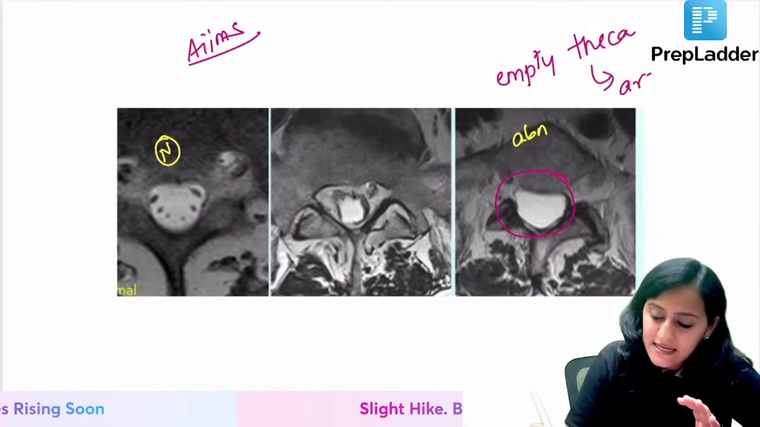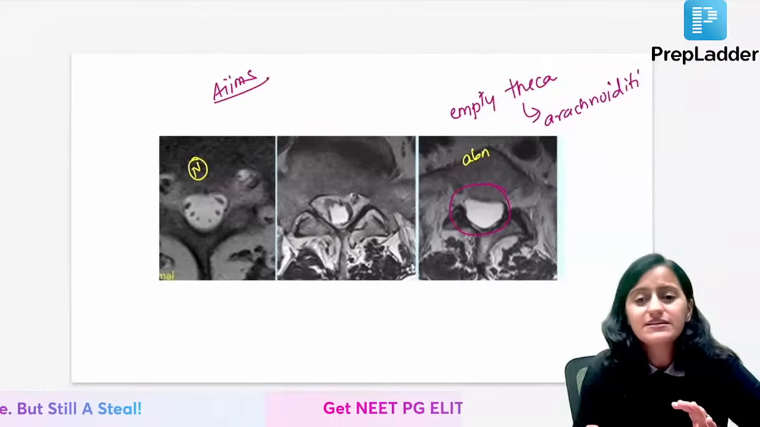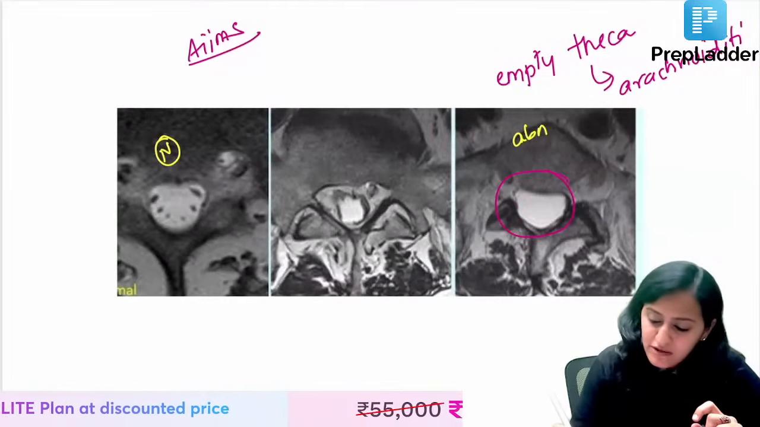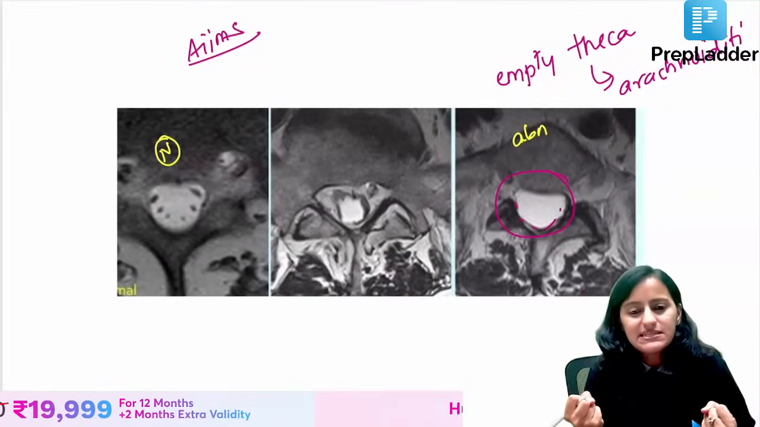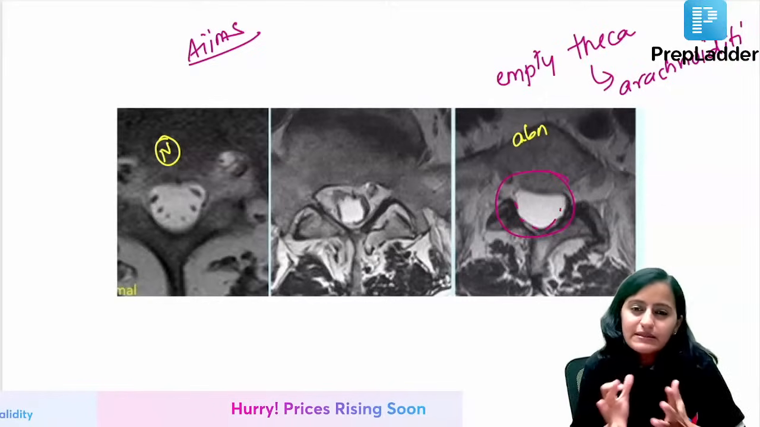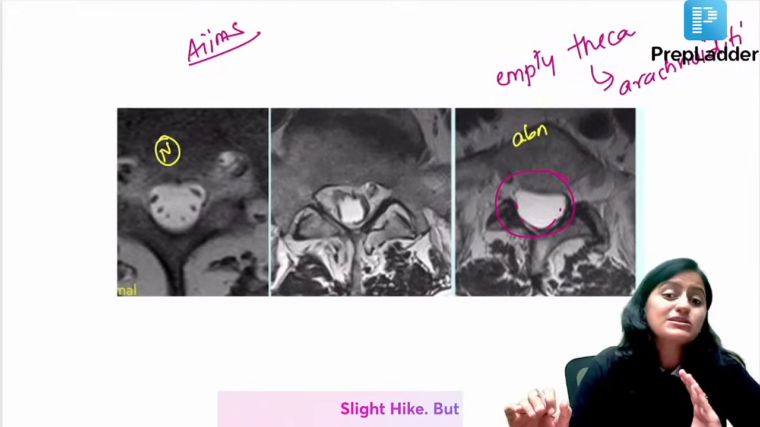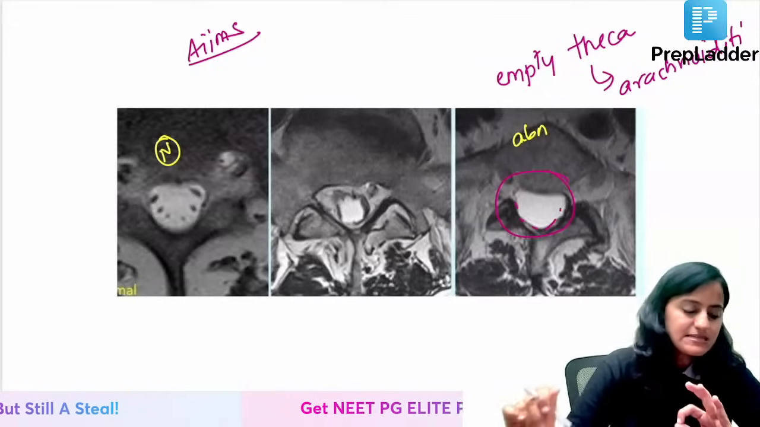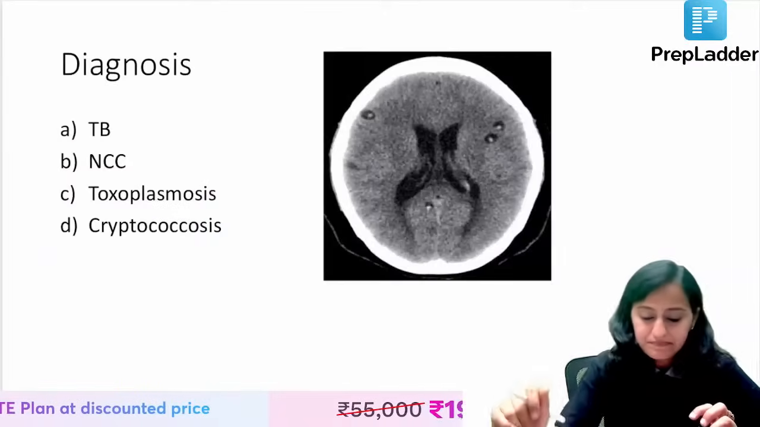Where is it seen? In arachnoiditis. Arachnoiditis shows this empty theca sign. Why? Because of the arachnoid inflammation, it pulls the nerves towards itself. So all the nerves go in the periphery. That is why they are not seen in the CSF sac. So the theca appears empty. So empty theca or empty thecal sac sign is arachnoiditis.